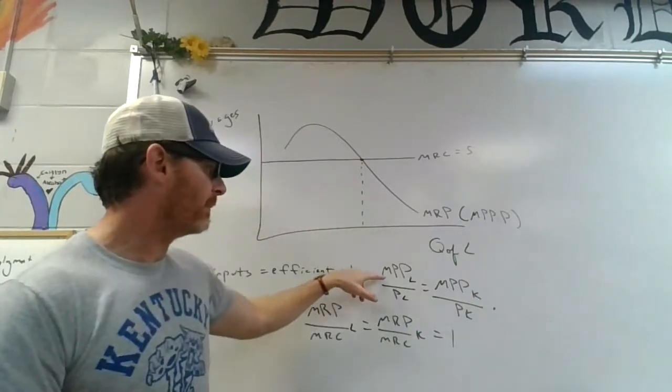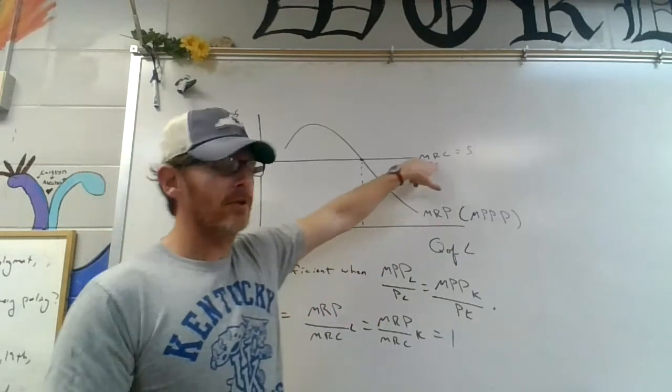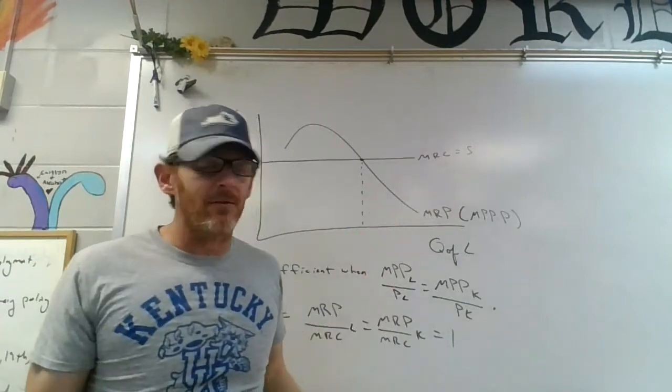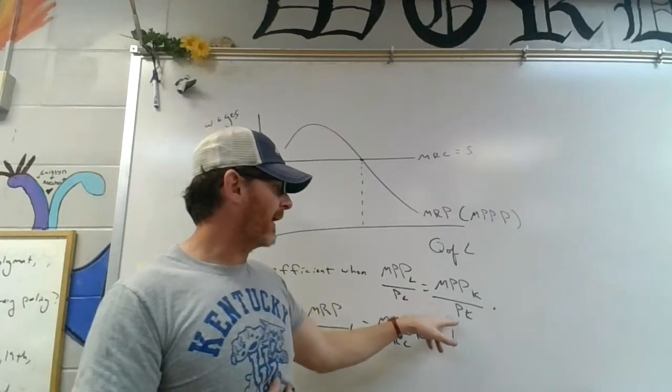That's when it's MPP of labor over the price of labor. And remember, the price of labor is just MRC, right? I mean, that's what the wage is, right? So MPP over the price of labor must equal MPP of capital over the price of capital.